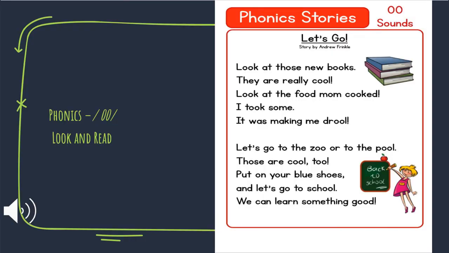Students, now it's time to practice the phonic sound by reading out the phonic stories. Look at the slide. Here, a story is given for you. You have to try to read out the story and try to find out the words with oo and oo. Look at the slide and try to read out the story.